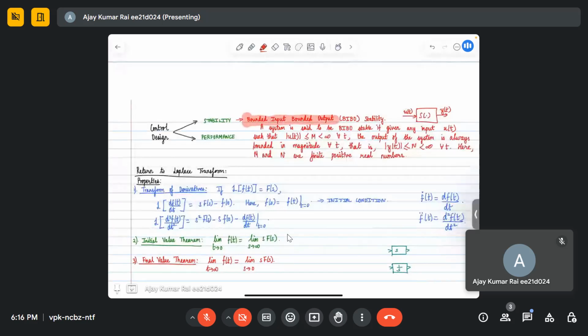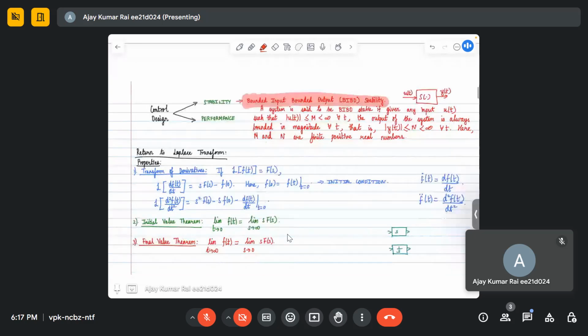Bounded input, bounded output stability: if for a given system you are giving a bounded input, its output should be bounded for stability. That is the necessary condition here, and that is mentioned here, right?